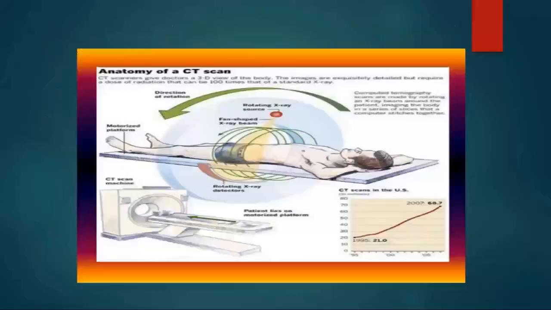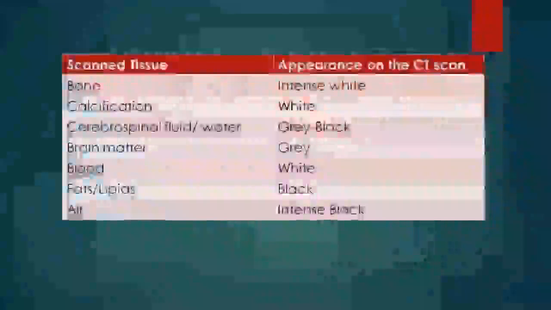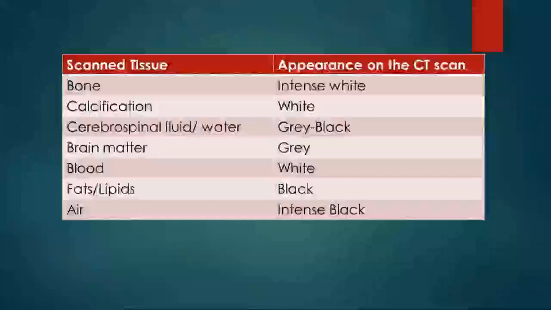And this diagram will give us a brief idea about how it works. Looking at the diagrams, the beams around the oval shapes are the photons that go around and take different images of the human body that is being examined. Bone is being scanned. It appears dense white on the X-ray form, and calcification appears white. Cerebrospinal fluid appears gray-black. Brain matter appears gray, blood appears white, and air appears intense black.